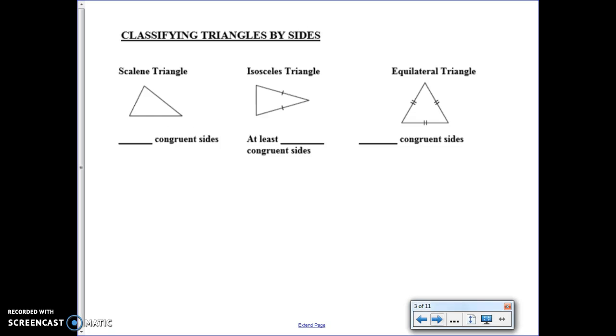Okay, so some ways to classify triangles. If we're looking at their sides, when we are classifying, we have scalene, isosceles, and equilateral. So a scalene triangle means that none of the sides are the same. So all different lengths, we have 0 congruent sides. And an isosceles triangle, 2 of the sides are the same, so we have at least 2 congruent sides. For an equilateral triangle, all of the sides are the same, so we have 3 congruent sides. So that's to classify by sides.